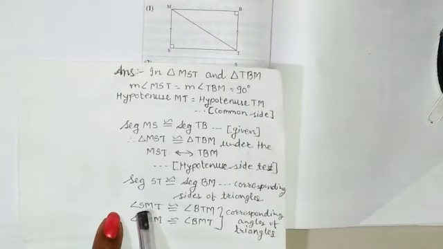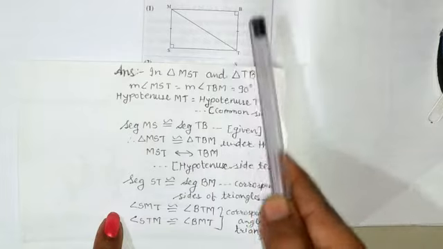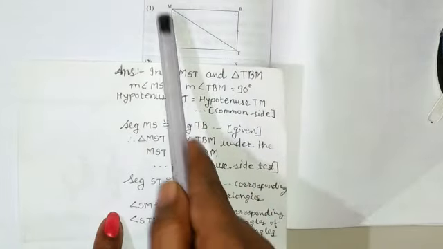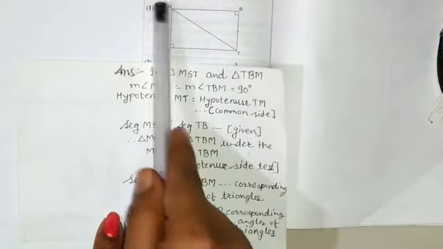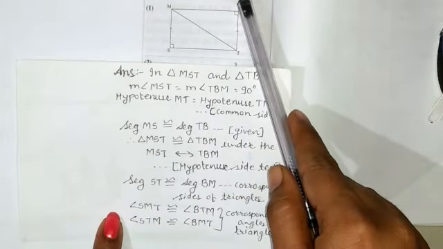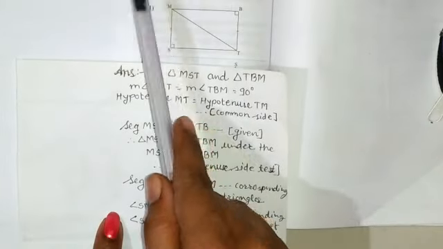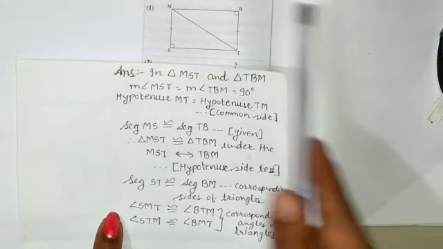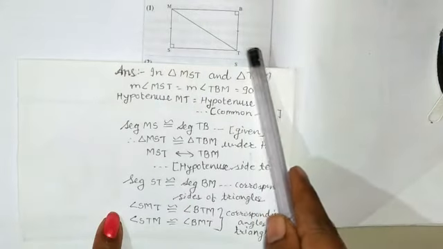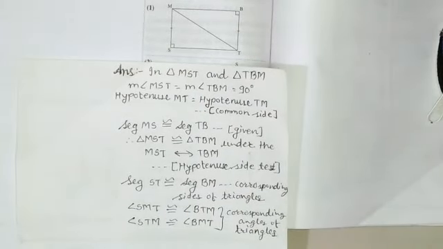After that, angle SMT is congruent with angle BTM, the corresponding angles of the triangles. Similarly, these two angles also we have to write, that is angle STM congruent with angle BMT. Both are also corresponding angles of the triangles.